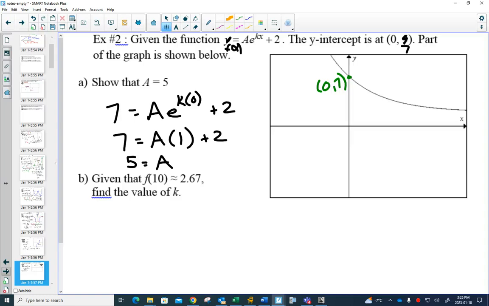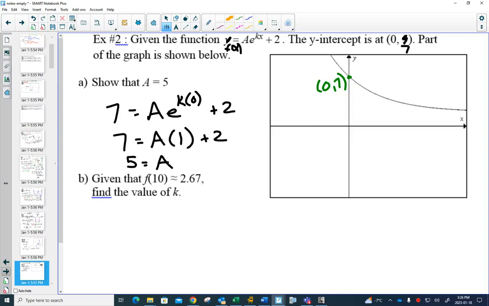You probably don't know how to directly solve for something they're asking, but then you go to, what do I know? Does it help me? Sometimes you choose something you know that doesn't help you, and you check it for a while and you're like, that doesn't help. What else do I know? Maybe there's something else that will help you. Okay? And given that f(10) is approximately 2.67, find the value of k.